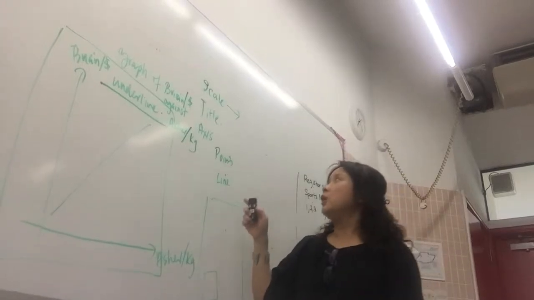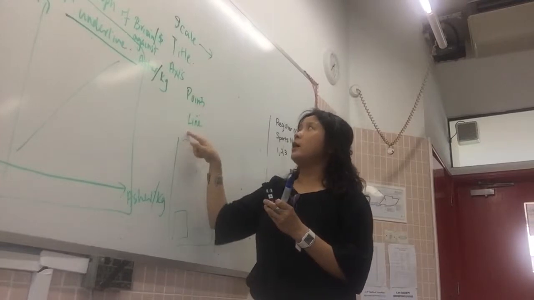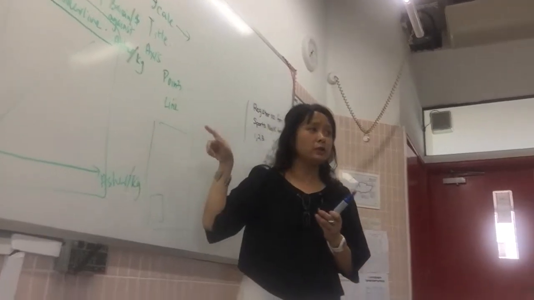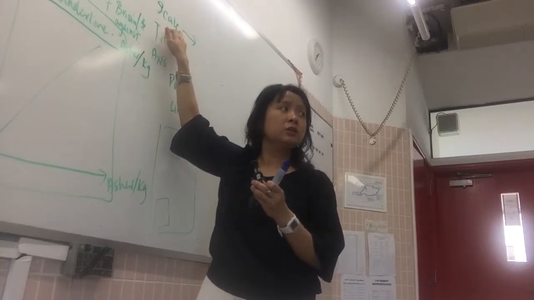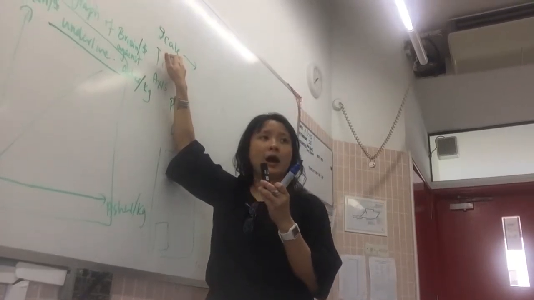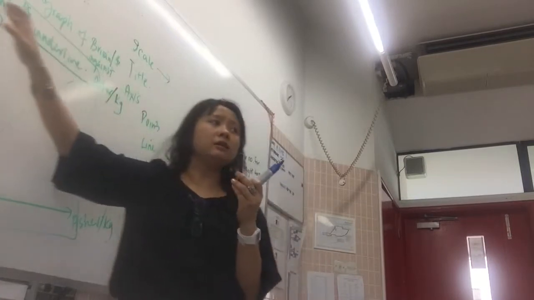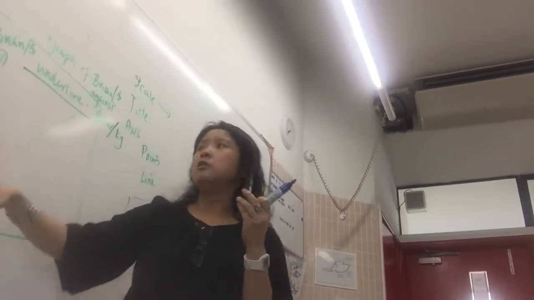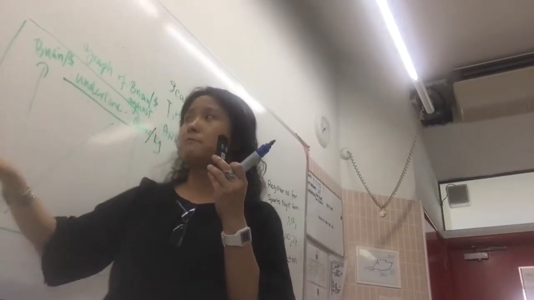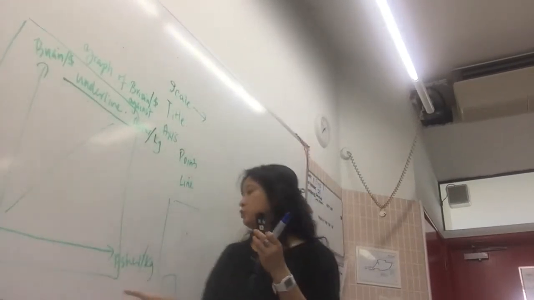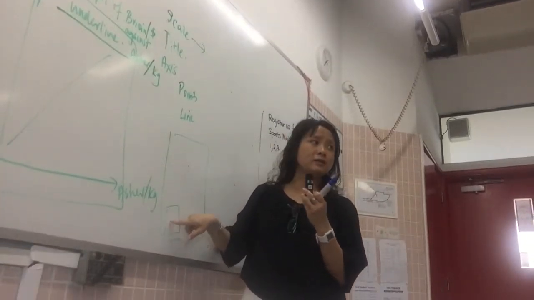Now, a graph is measured against scales, each of which has a meaning. In this year, we will be giving you the scales. You will not be asked to decide the scale yourself. But in next year, year 3, year 4, you will have to choose a scale that occupies 2/3 of the graph paper.